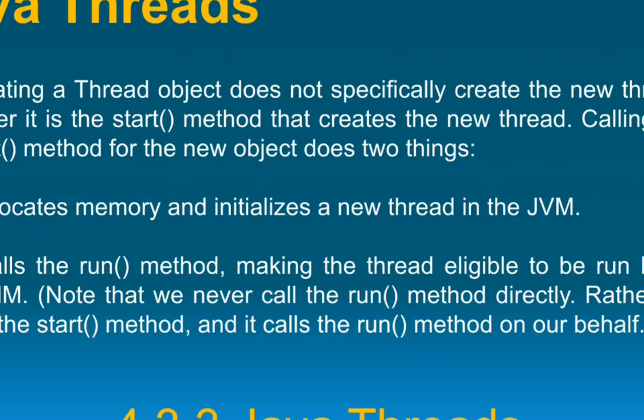There are two techniques for creating threads in Java. One approach is to create a new class that is derived from the Thread class and to override its run method. An alternative and more commonly used technique is to define a class that implements the Runnable interface. The Runnable interface is defined as follows.